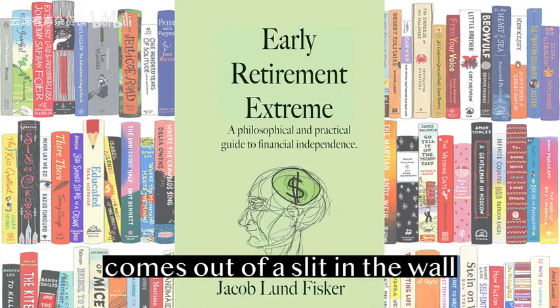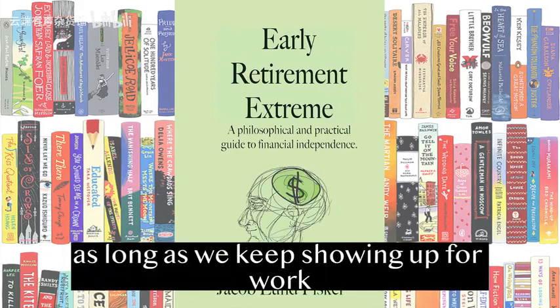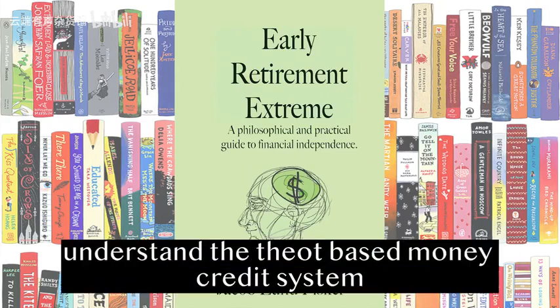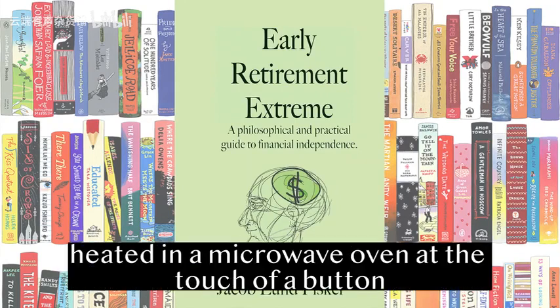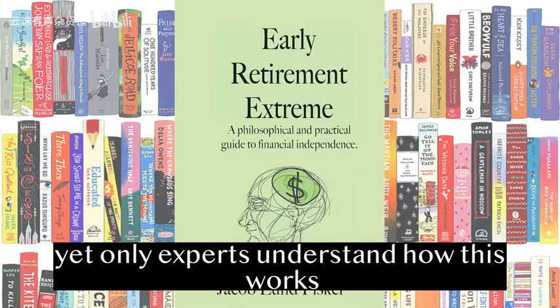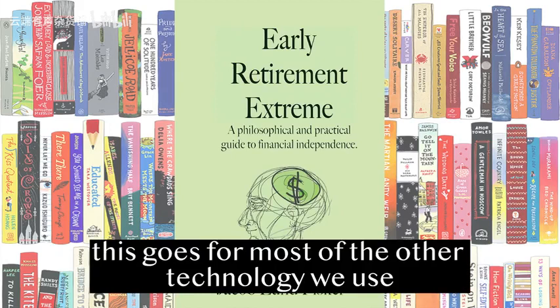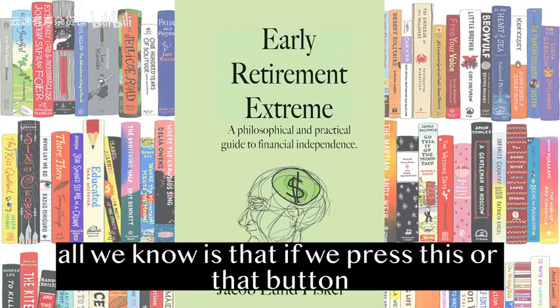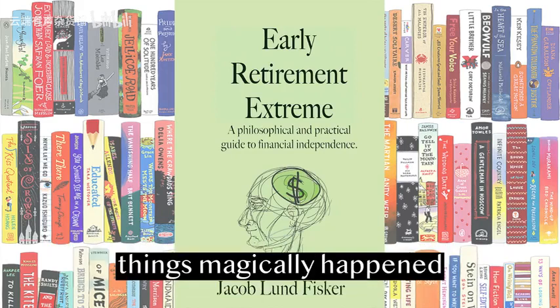We live in a world where the money necessary for our way of life comes out of a slit in the wall as long as we keep showing up for work. Yet only experts understand the fiat-based money credit system. We live in a world where food can be heated in a microwave oven at the touch of a button, yet only experts understand how this works. This goes for most of the other technology we use. All we know is that if we press this or that button, things magically happen.